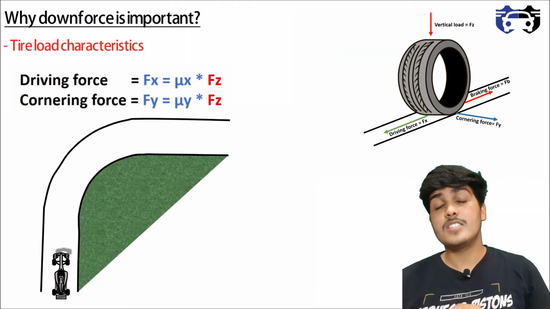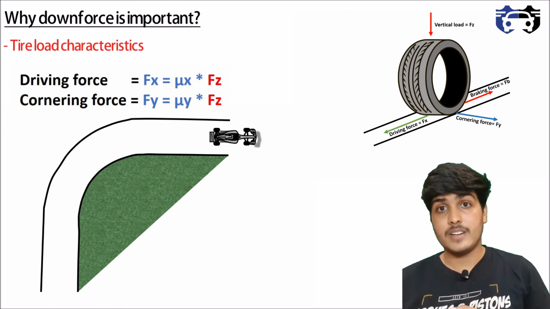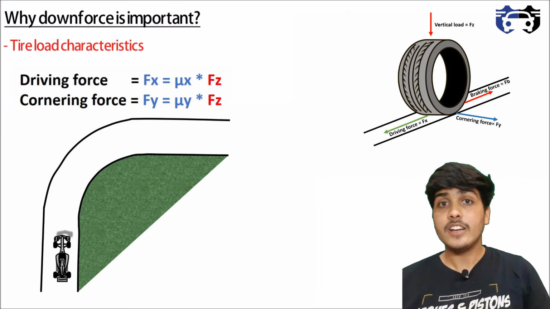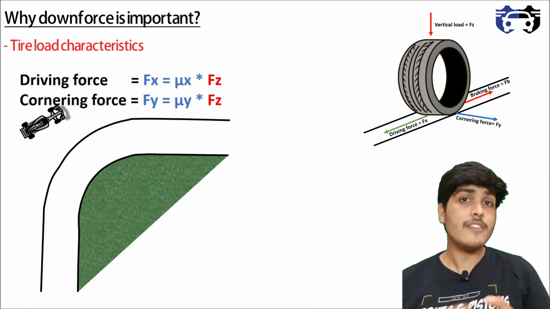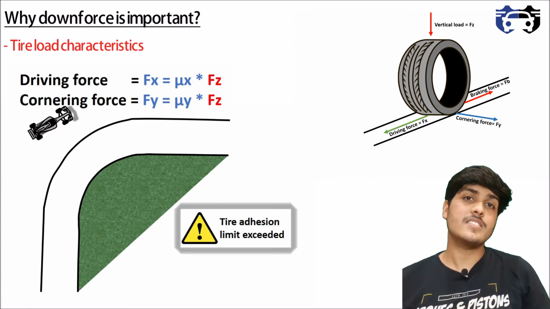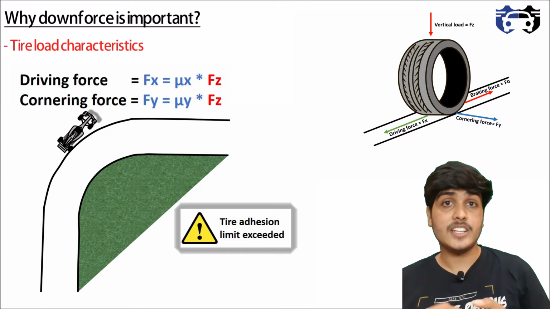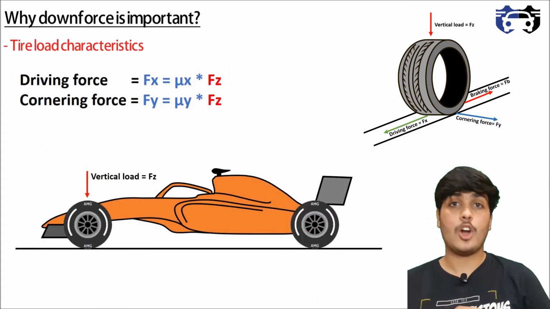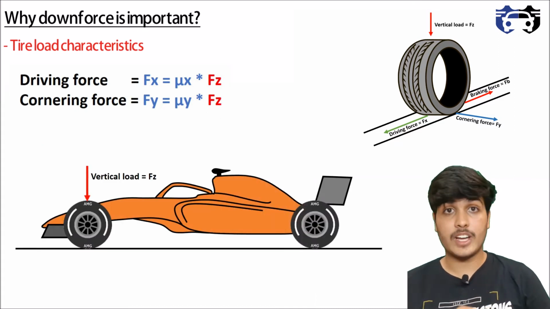For example, suppose we are taking a turn at a particular speed. If we increase the speed of cornering just above the maximum value, the car will slide off the track. This is the result of exceeding the limit of tire adhesion. Now, if we could increase the normal load on the tire by pushing the tire more against the road, then the cornering force can be increased.